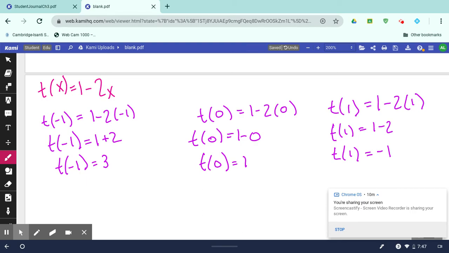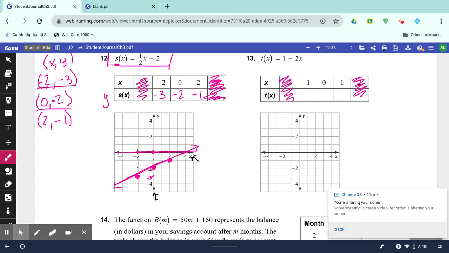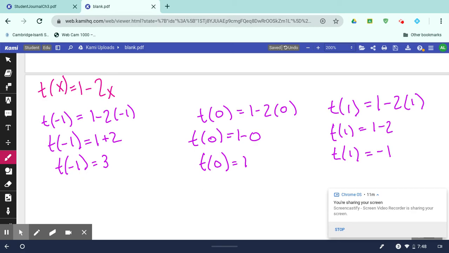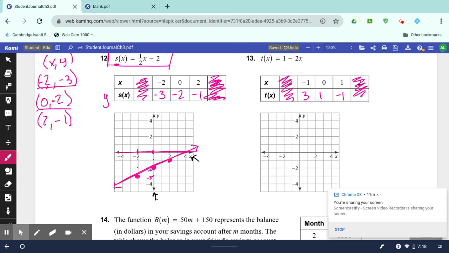All right, so 3, 1, and negative 1. I'm going to plug that into my function. 3, 1, negative 1. I'm going to double check, make sure I have the right numbers. Yes, 3, 1, negative 1. Same thing. You don't absolutely have to write these values as ordered pairs, as coordinates like I did over here, but a lot of people find that that makes it easier. So I'm going to go ahead and write them.